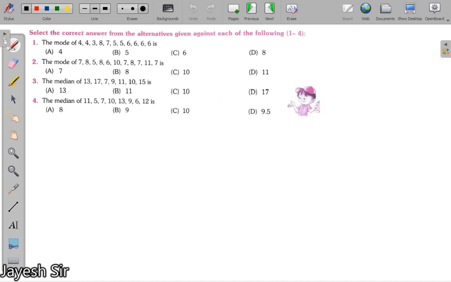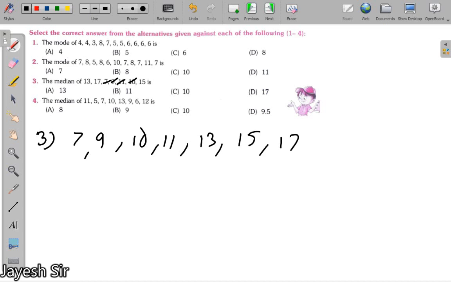Now median. Once again you have to arrange the numbers in ascending order. So for this set of numbers, question number 3: 7, 9, 10, then 11, 13, 15, and 17. First of all, we determine how many numbers there are: 1, 2, 3, 4, 5, 6, 7.